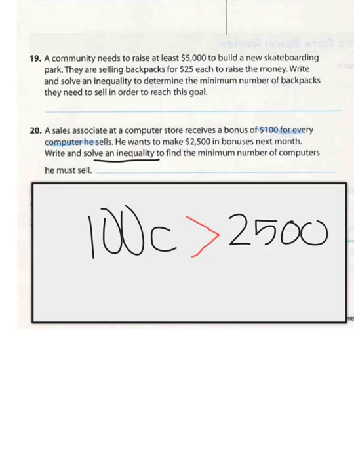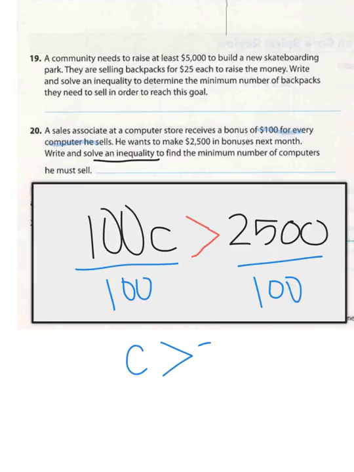So again, we have 100C. What we're going to do then is do the opposite, which is divide by 100. And if I divide this by 100, I get that C equals 25, right? Or C is greater than 25. So the smallest number we can sell is 25, isn't it?